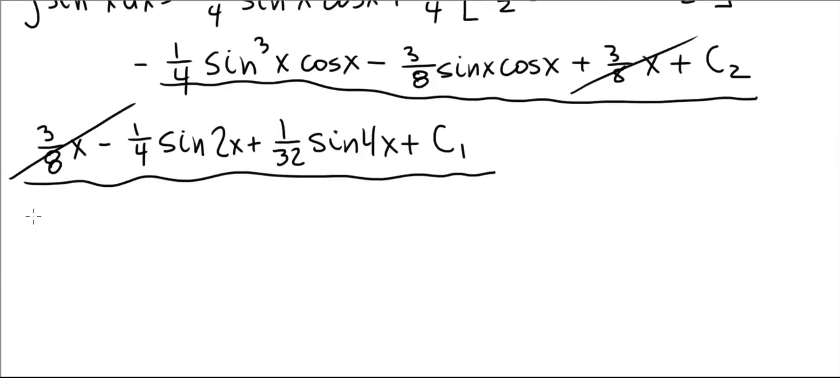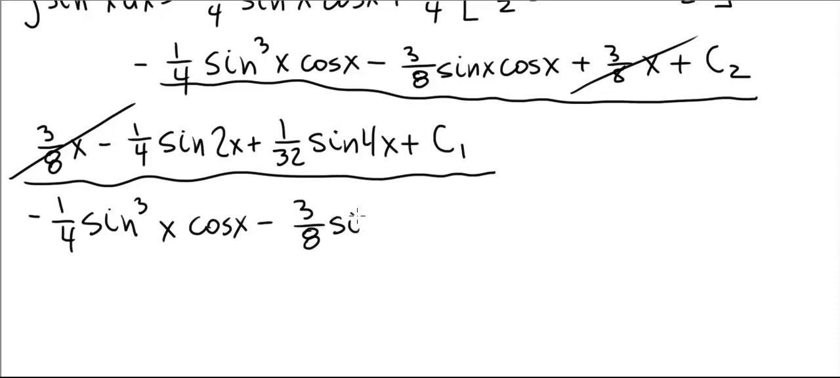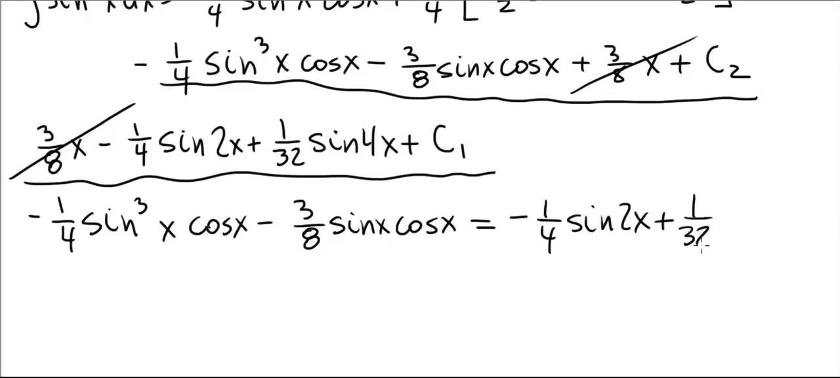I'm going to show you that minus 1/4 sine cubed x cosine x minus 3/8 sine x cosine x is equal to minus 1/4 sine 2x plus 1/32 times the sine of 4x. And that way we'll know that both methods give the same solutions, because when you integrate something, whatever method you use, your answers better be the same. They only can differ up to a constant.